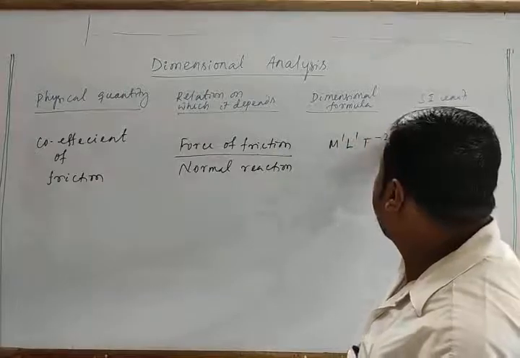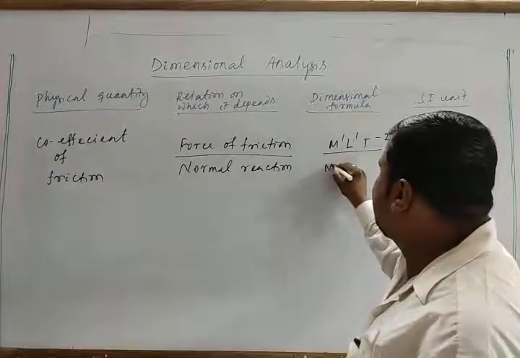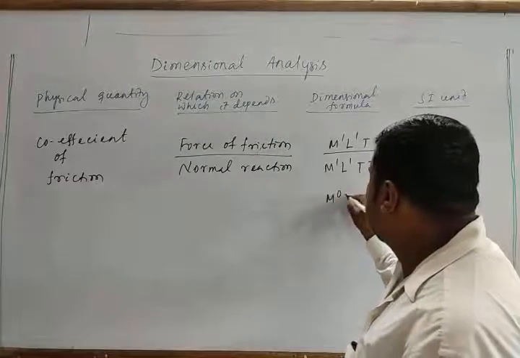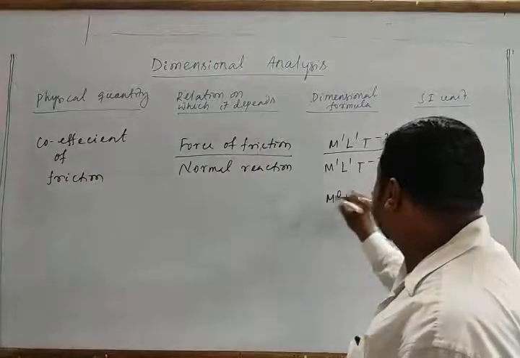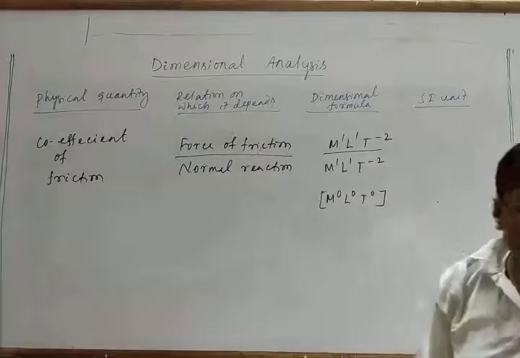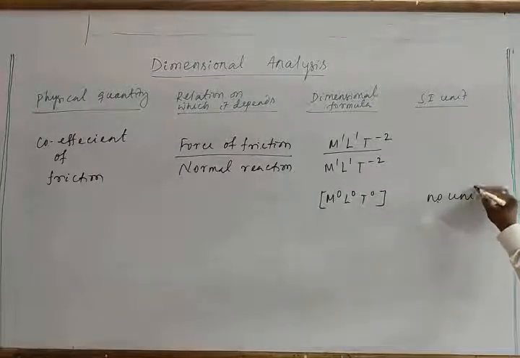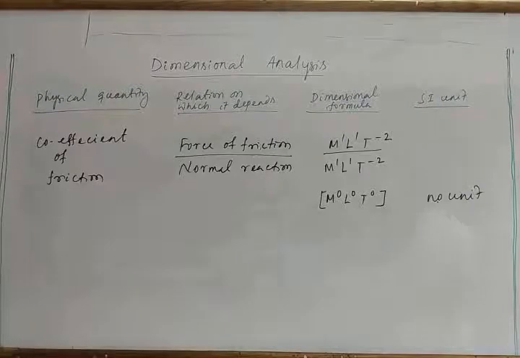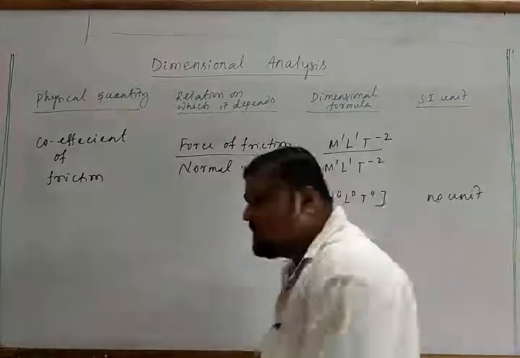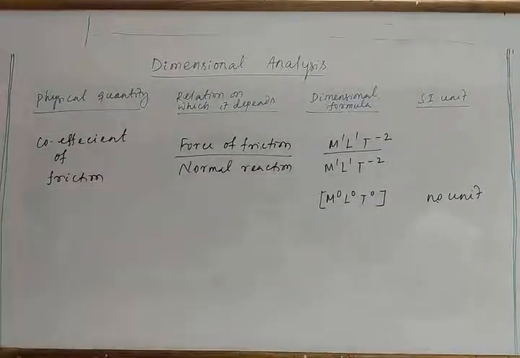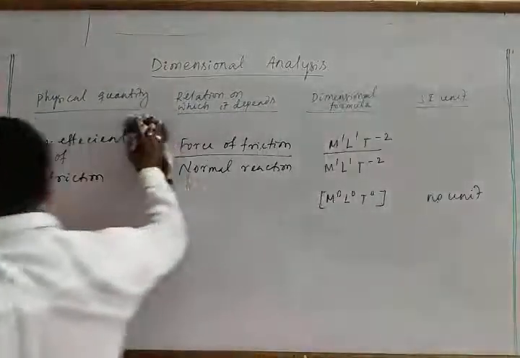Force is M1 L1 T minus 2. Normal reaction is the same, M1 L1 T minus 2. So they cancel, giving M0 L0 T0. This is the dimension, which means there is no dimension. If there is no dimension, then you can say no unit. Right? So the coefficient of friction has no dimension. Another physical quantity you already know is specific gravity. It also has no dimension and no unit.